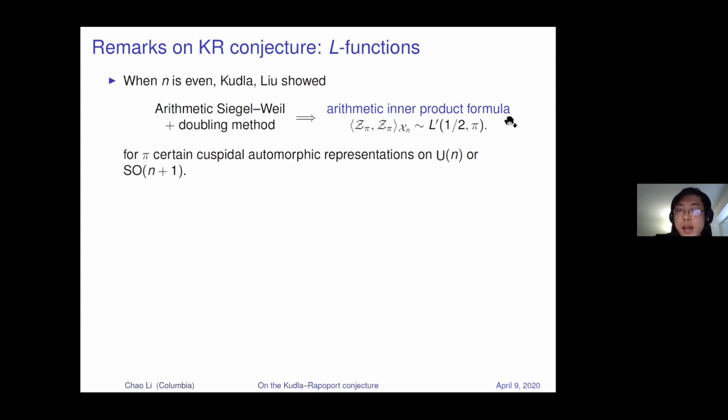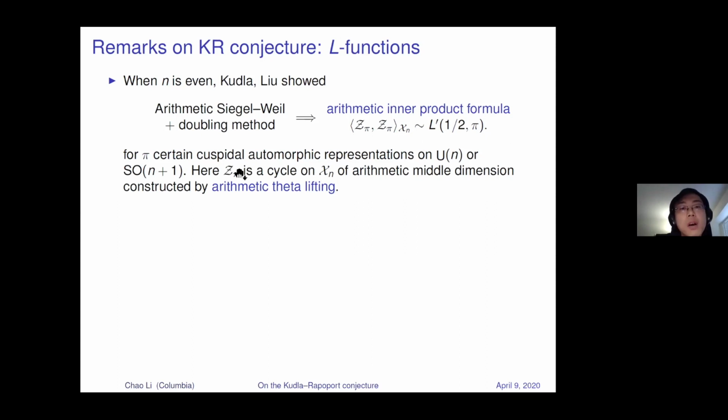So that's the standard L-function on the classical group on the right-hand side, and the left-hand side is a certain cycle, which I denote by Z_pi, on the integral model of the Shimura variety of exact arithmetic middle dimension, constructed by the method of the arithmetic version of the theta lifting. You can view this formula, relating the height pairing of cycles on the Shimura variety with the central derivative of the L-function on a classical group, as an arithmetic version of the Ichino-Rallis inner product formula, relating the Petersson inner product of theta lifting with the central value of the L-function.